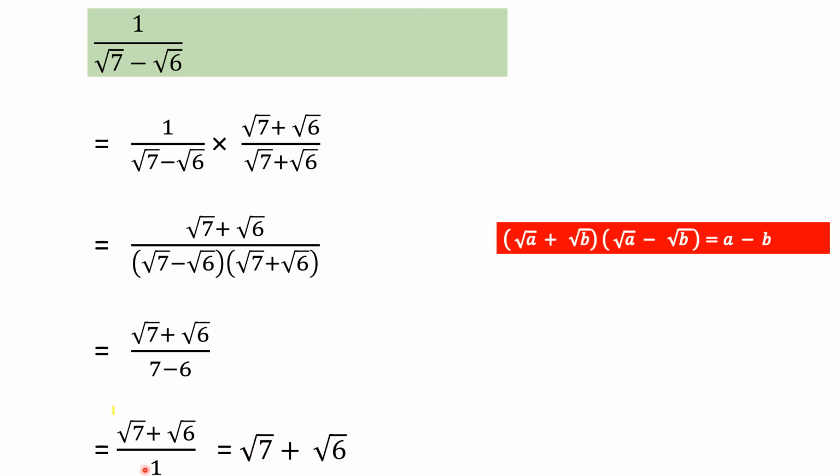Now look here. What is the denominator? 1. So the denominator changed from root 7 minus root 6 to 1. So can you see the transition? Here it was an irrational number, and when we got the final form, it became a rational number. So this is why we call this rationalizing the denominator.